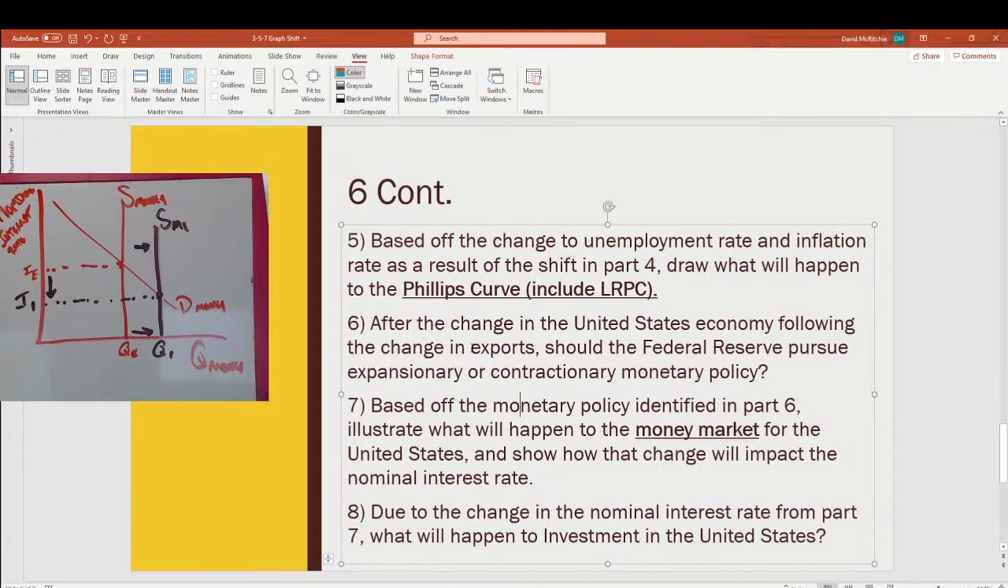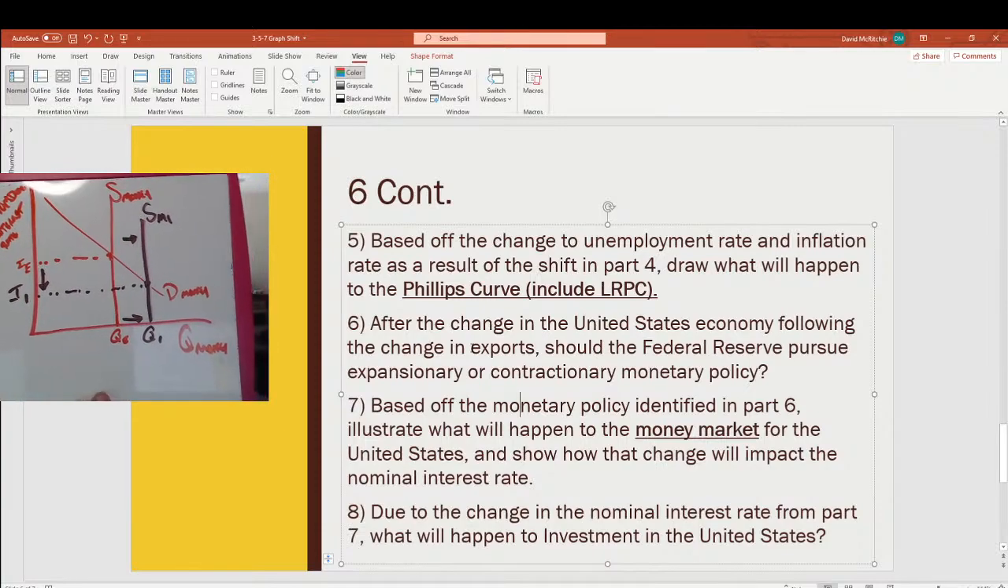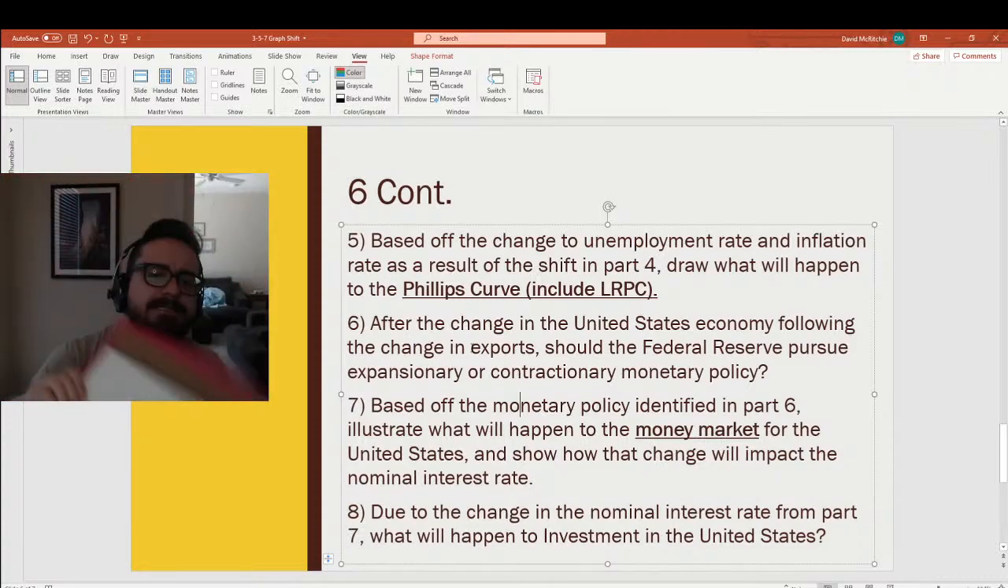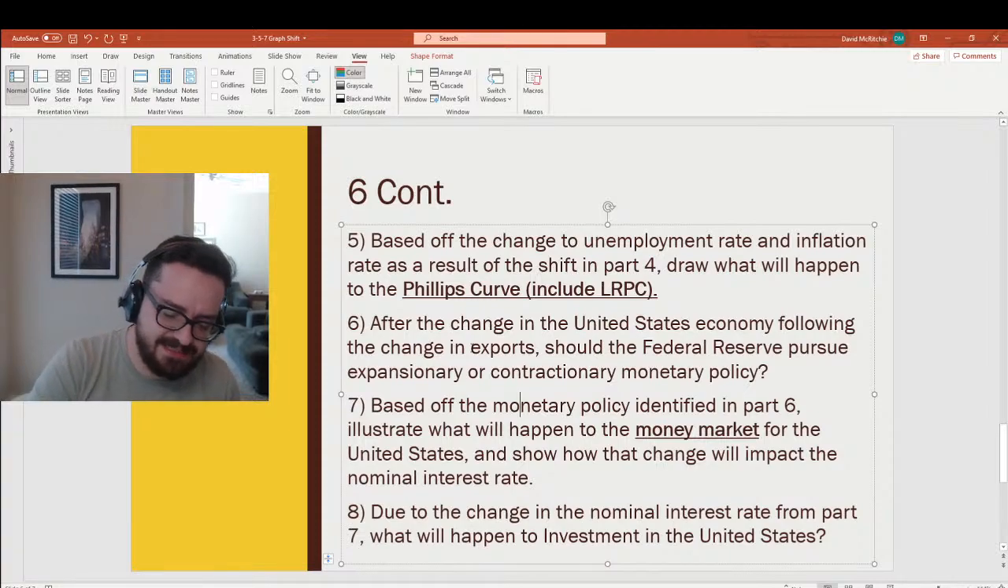Higher quantity, lower nominal interest rate. So we have a lower nominal interest rate. That is probably the most important thing to get off of this. The higher money supply gets a lower interest rate.